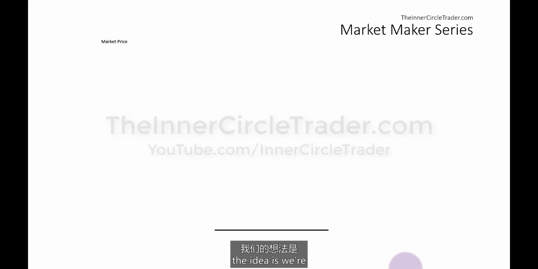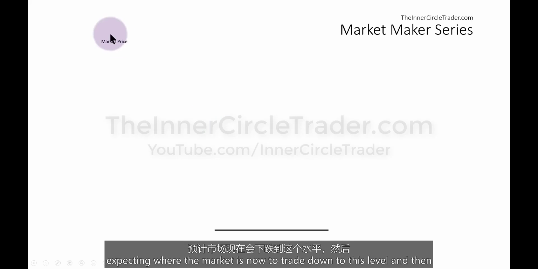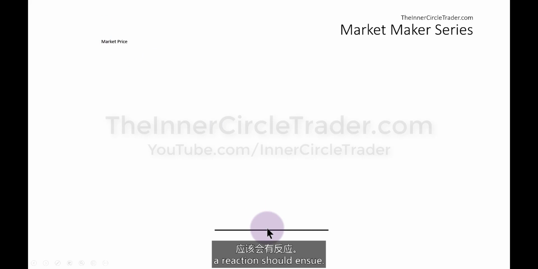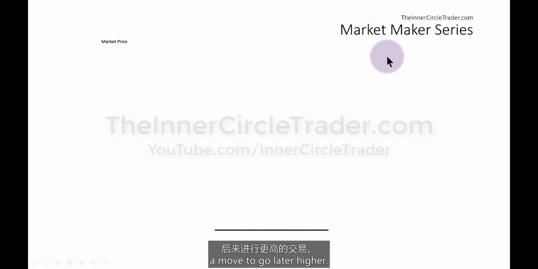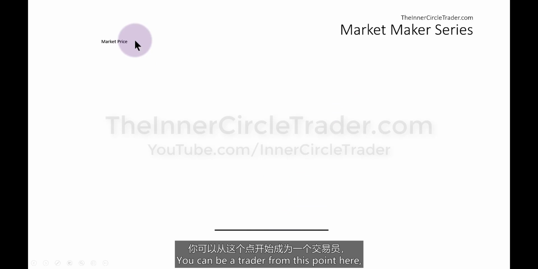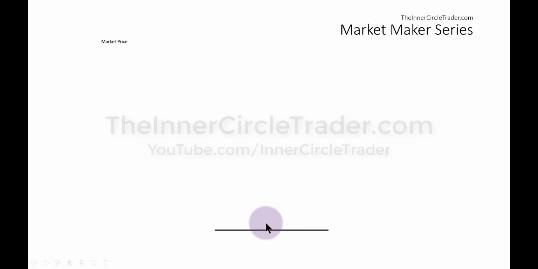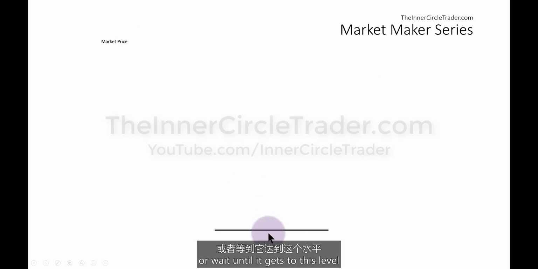So the idea is we're expecting where the market is now to trade down to this level, and then a reaction should ensue. Now, your choice as a trader is if we're here and you think it's going down here to set up a move to go later higher, you can be a trader from this point here down, or wait till it gets to this level and then try to trade the bounce.